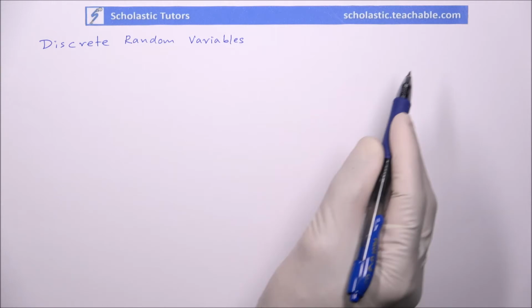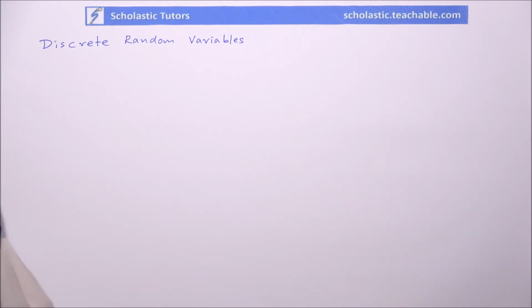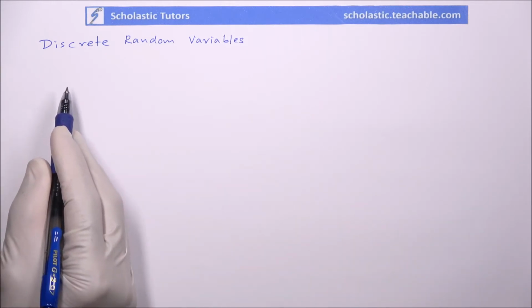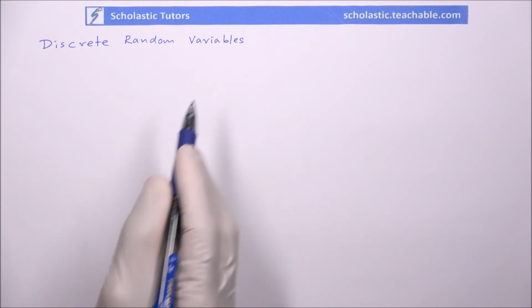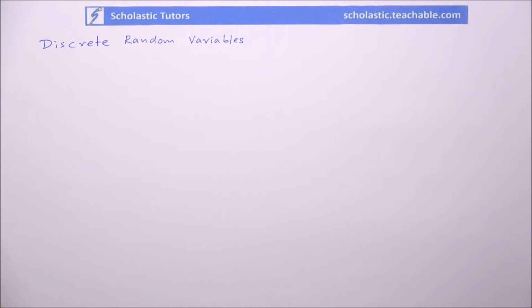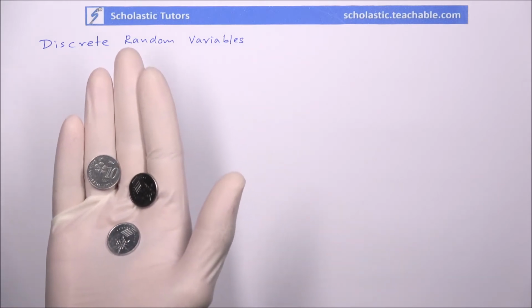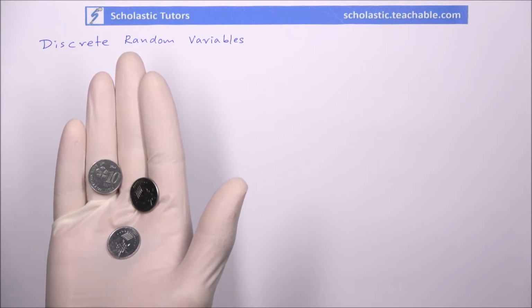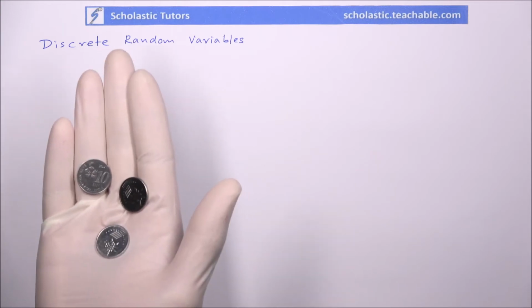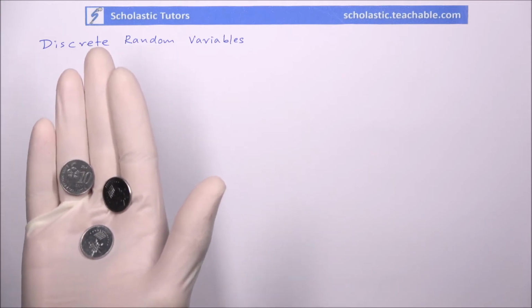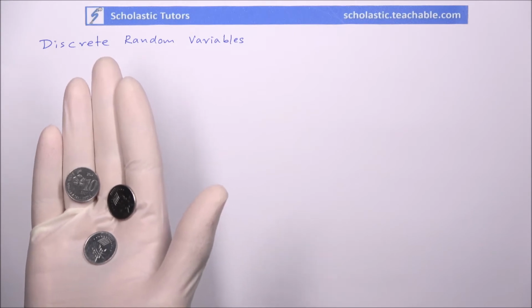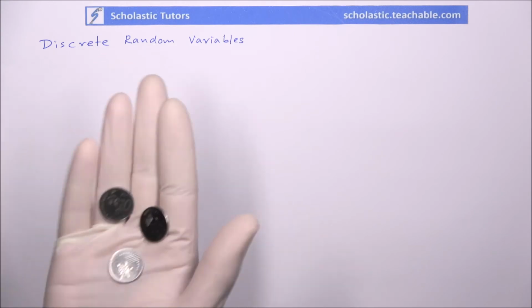scholastic.teachable.com. In this video, we are going to look at discrete random variables. What is a discrete random variable? Let's take an example. Let's take 3 coins and toss them. In a coin, there are 2 options, either head or tail.